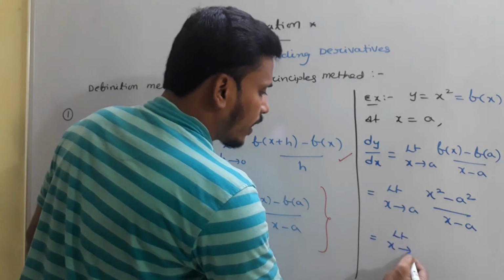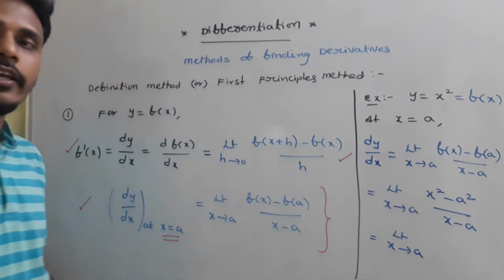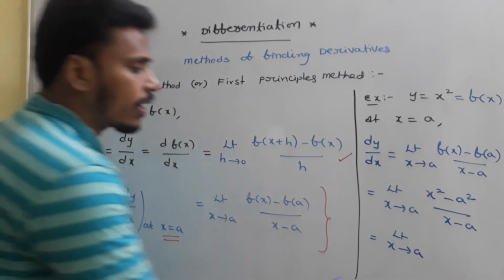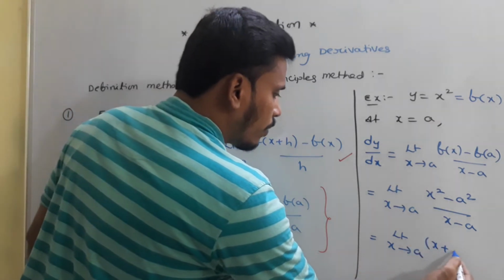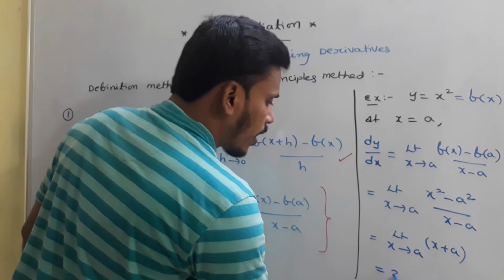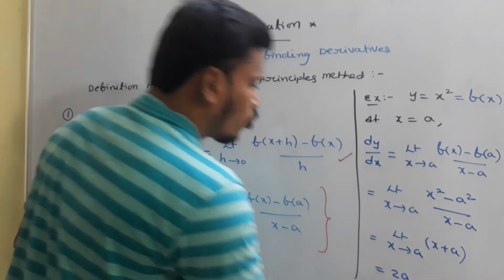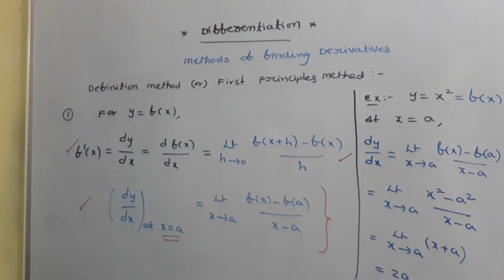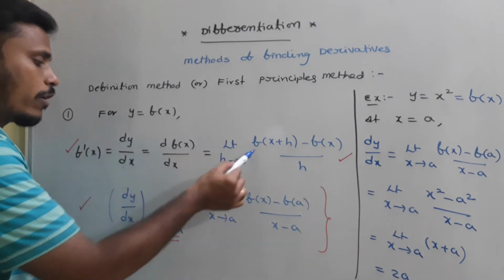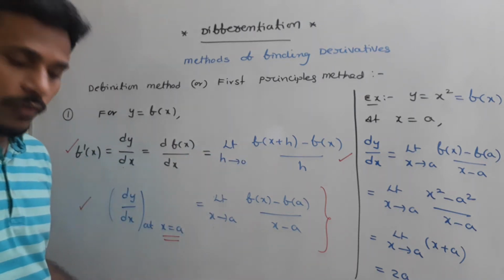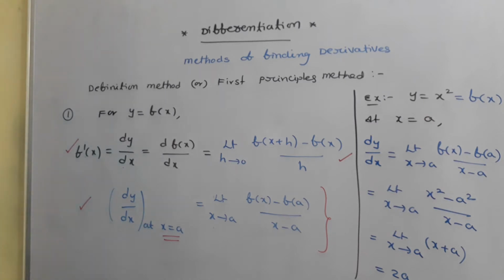You rewrite the numerator as x minus a into x plus a. Cancel out that x minus a. You are left with limit x tends to a of x plus a, and that is a plus a, which is 2a. So the derivative of y is equals to x square at x is equals to a is 2a, right? So you just memorize these two definitions. I will use them as per the requirement, and for the space I am going to erase this.